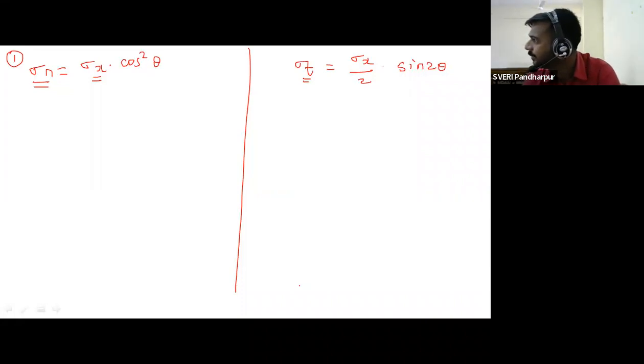Why? Minimum value means whatever the stresses are induced in that body, it is also minimum, and maximum value means stress value is also maximum. What is our requirement? Whether maximum stress value will be developed in the body or minimum stress will be developed.